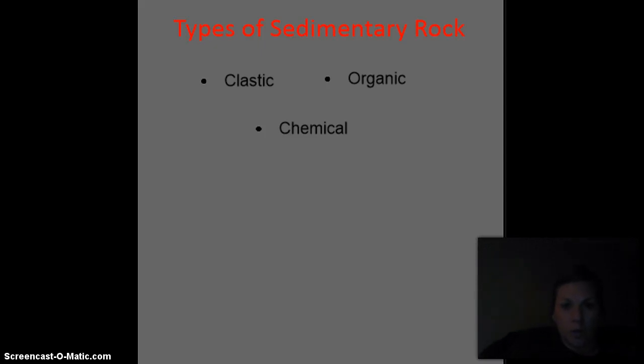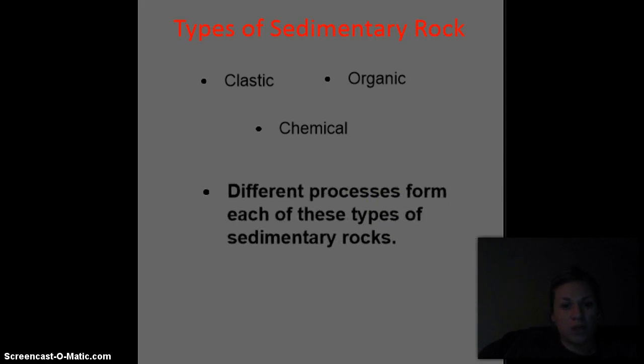Alright, so we have 3 types of sedimentary rock. We have clastic, organic, and we have chemical. These are the 3 types of sedimentary rocks that you should be able to identify in your lab on Wednesday. Different processes form each of these types of sedimentary rocks. So clastic, organic, and chemical sedimentary rocks are going to be formed a little bit differently, and we're going to talk about that and how you identify these different rocks.